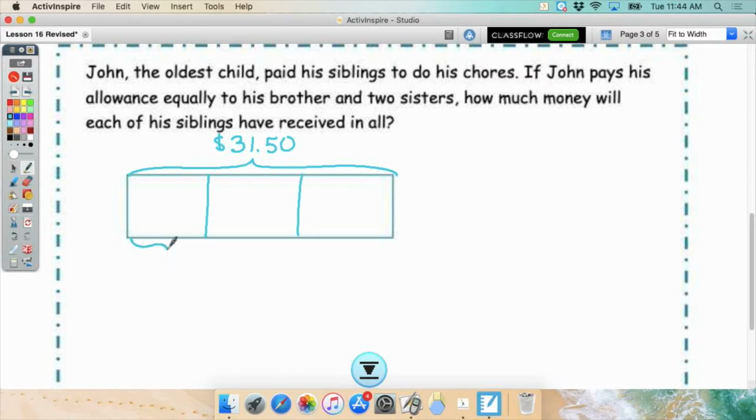And we've got to figure out how much each of them got in addition to what they already earned. What did they already earn? $31.50. So I'm going to put that down here because my answer I'm going to have to add to this. Okay? All right, so how do I solve this? 31.50 divided by 3?